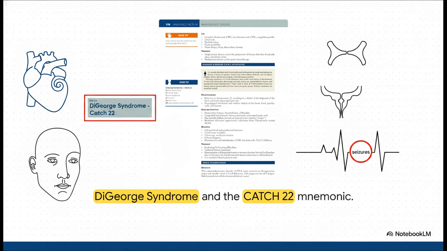C stands for cardiac abnormalities, things like tetralogy of Fallot or truncus arteriosus. A is for abnormal facies, T is for thymic aplasia or hypoplasia, C is for cleft palate, and H is for severe hypocalcemia. And keep in mind that hypocalcemia can present as life-threatening seizures in a newborn.